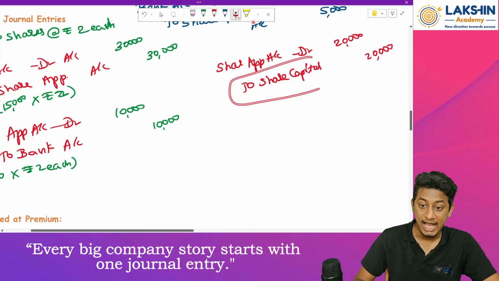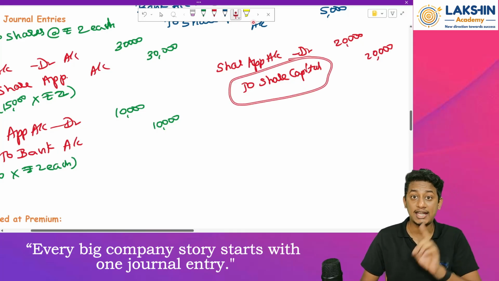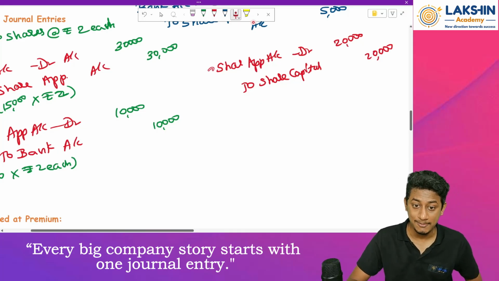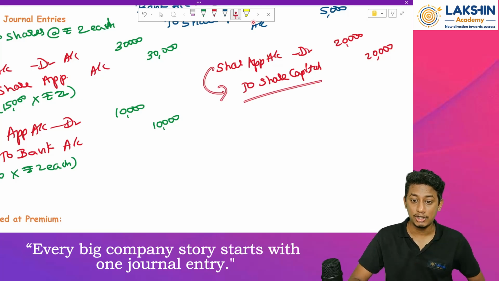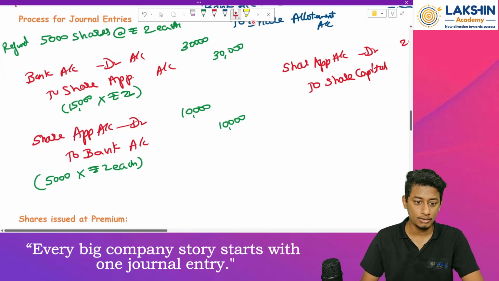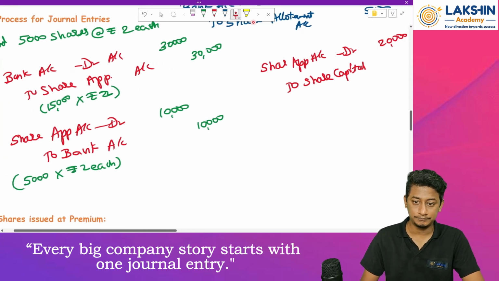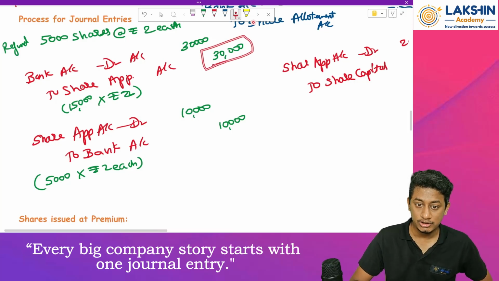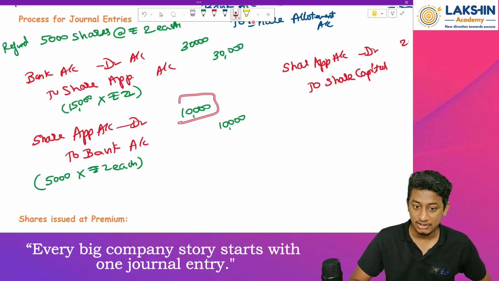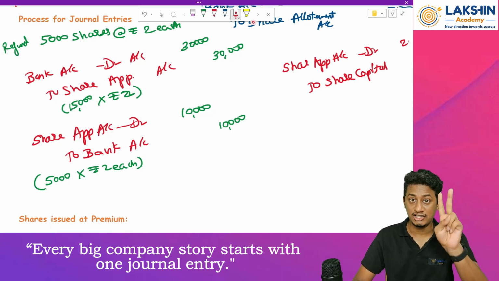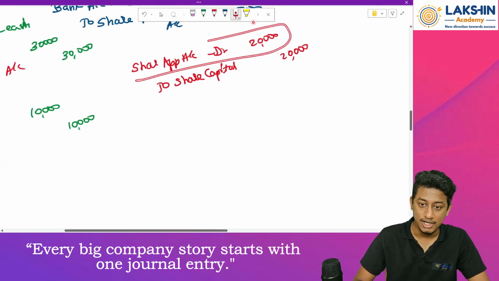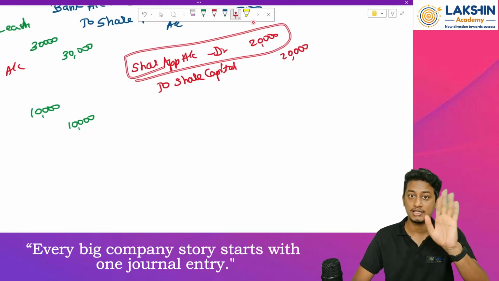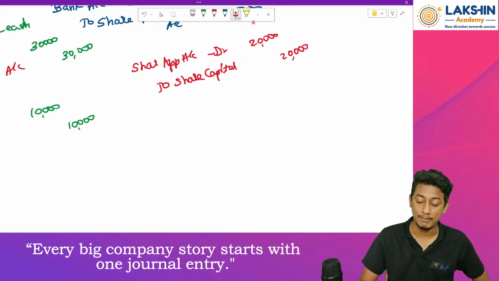20,000 will be capitalized to what? To the share capital account. So basically I am transferring the remaining 20,000 rupees to share capital account. Clear with this? Okay. So now how much remains in share application account? 0. See, 30,000 was credited, 10,000 debited. So that means how much remains? 20,000 in credit remains. So again I debited 20,000 rupees over here.